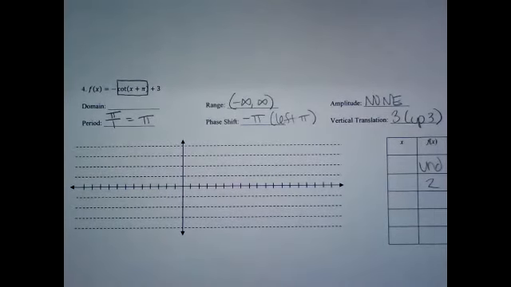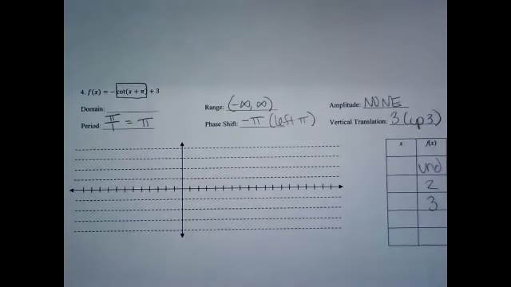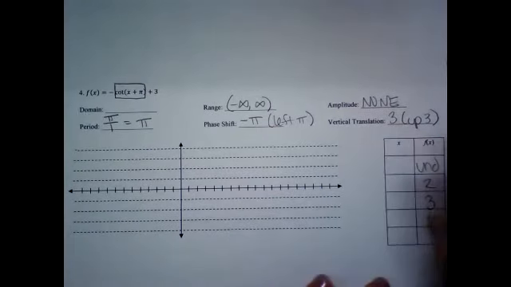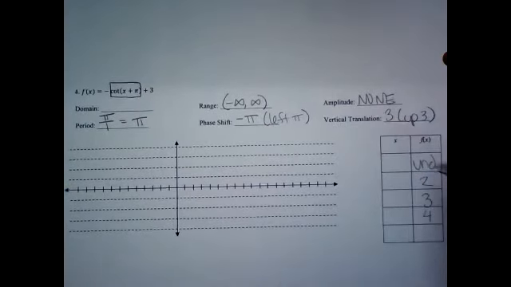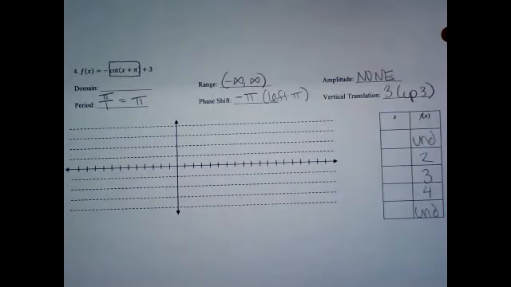What's the next one? 0, which you can't make negative, so 0 plus 3 is 3. The next one is negative 1. When you negate negative 1, it'll just be 1 plus 3. Did anyone look at this though and go, oh, it's 2, 3, the next one's going to be 4? Yeah, and then undefined. So it's going to go 2, 3, 4 asymptote, 2, 3, 4 asymptote.